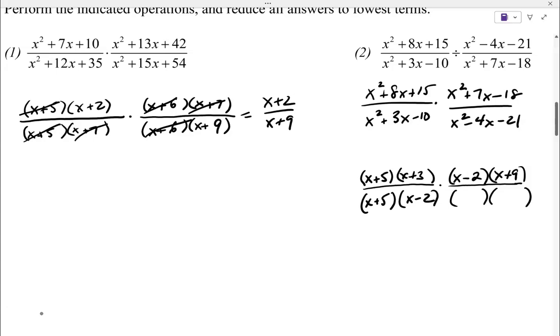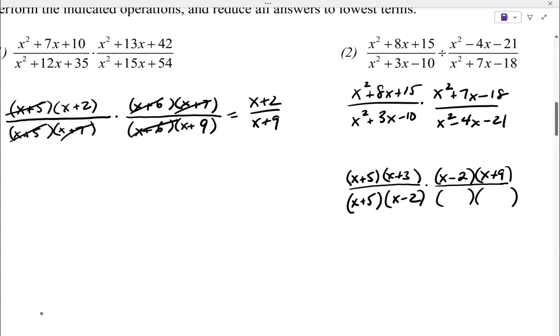Same idea, right? Multiply to negative 18, so one has to be positive and one has to be negative. Add up to positive 7. And finally, the denominator. An x minus 7 and an x plus 3. Are we okay with the factors?